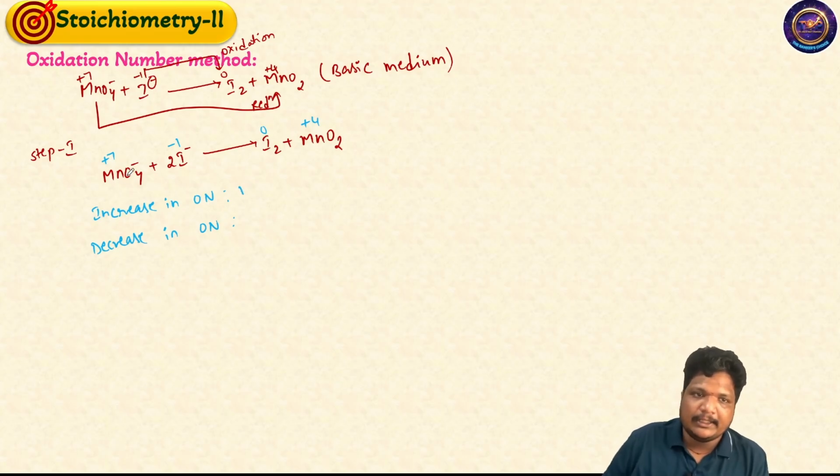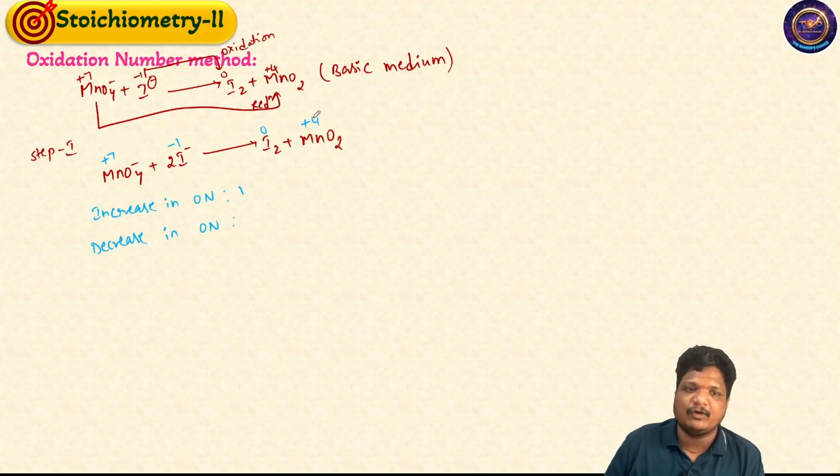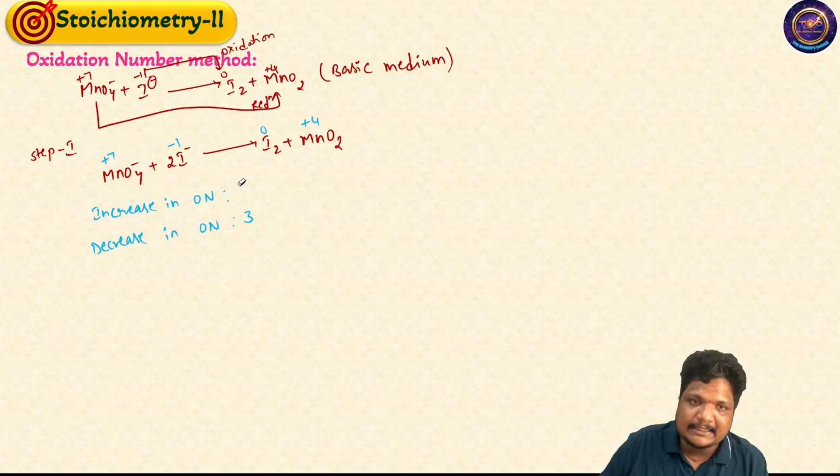Now in the case of MnO4 minus, it is in the plus 7 oxidation state, so for the decrease in oxidation number, plus 7 to plus 4 means 3 electrons are decreased, so here it is 3. Now you have to equalize these two. If you observe the iodine, for each iodine one electron is transferred. Here we have two iodines, so the total number of electrons transferred is 2, so the increase in oxidation number is 2.